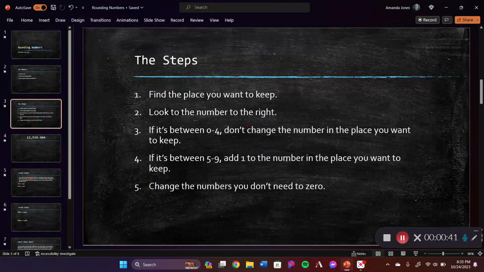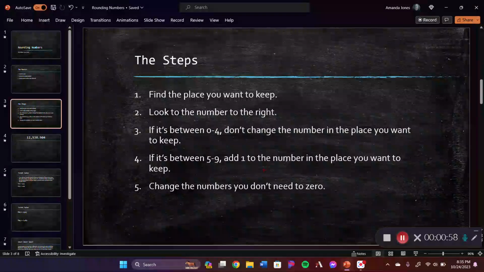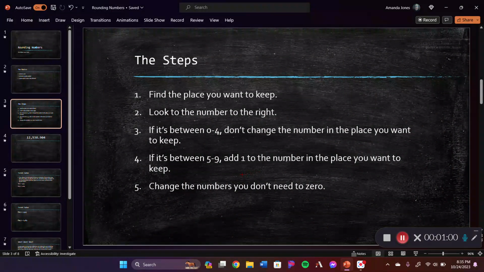So first off, the steps. Step one, first you need to find the place that you need to keep. Step two, you look to the number that's to the right. If the number to the right is between 0 to 4, you don't change the number that you want to keep. If the number to the right is between 5 to 9, you add 1 to the number that you want to keep. And step three, all the numbers that you don't need, which are all the ones to the right, you change to 0.